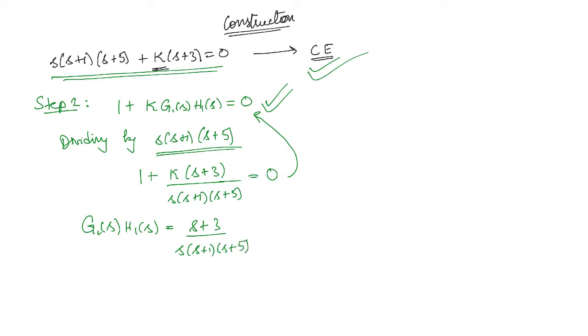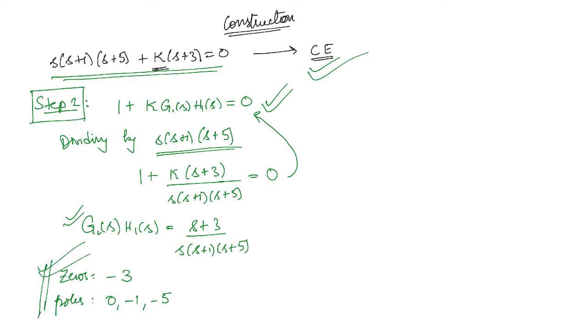Now we identify the zeros and poles of g1(s) h1(s). What are the zeros? Minus 3, we have only one zero here. And what are the poles here? 0, minus 1 and minus 5. These are the poles. So this is step 1: we have to identify the zeros and poles of g1(s) h1(s).